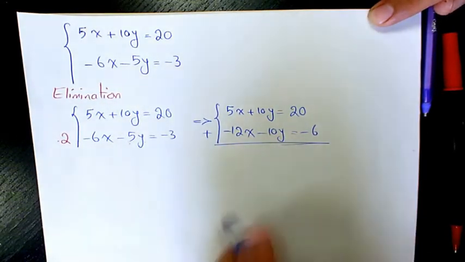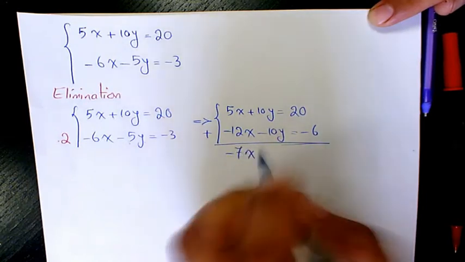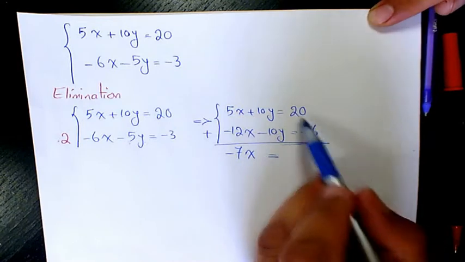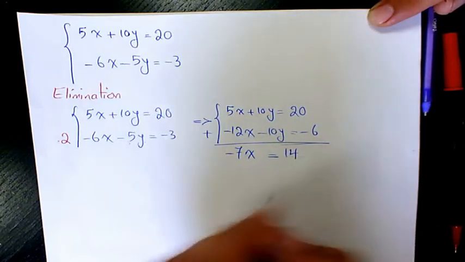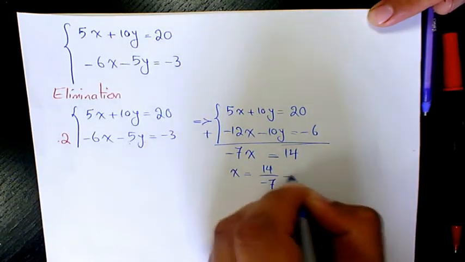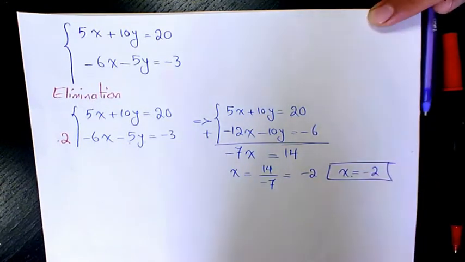Then you add them. Negative 12x and 5x is going to be negative 7x. Negative 10y plus 10y is going to be 0, equals 20 minus 6, which will be 14. So x will be 14 divided by negative 7, which is going to be negative 2. So x is negative 2.